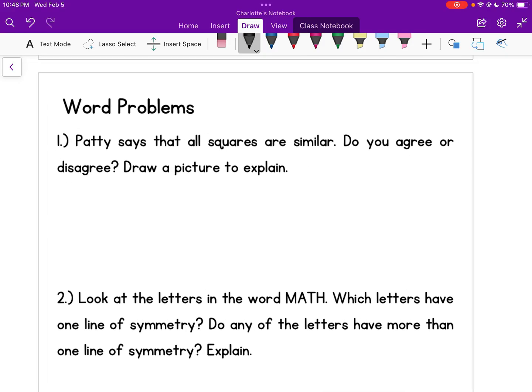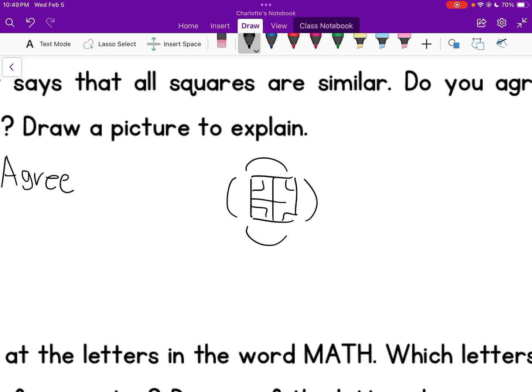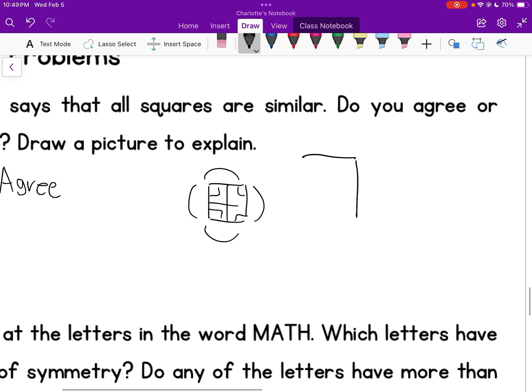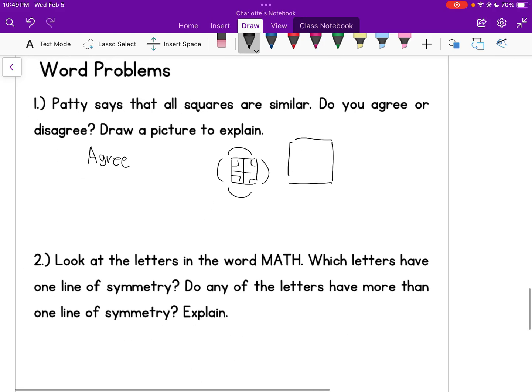And lastly, word problems. Number one, Patty says that all squares are similar. Do you agree or disagree? Draw a picture to explain. So for this one, we'll say agree, because for a quadrilateral to be a square, it needs to have this shape. It should be all 90 degrees, and all the sides should have equal length. So no matter if it's this big or not, they all have the same characteristics for squares, so they should be similar.